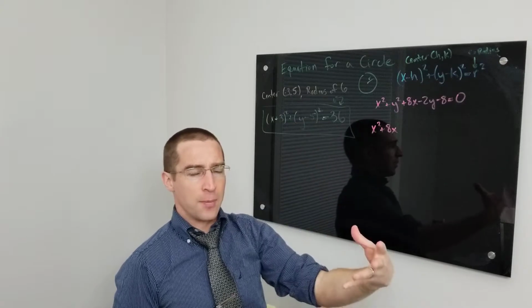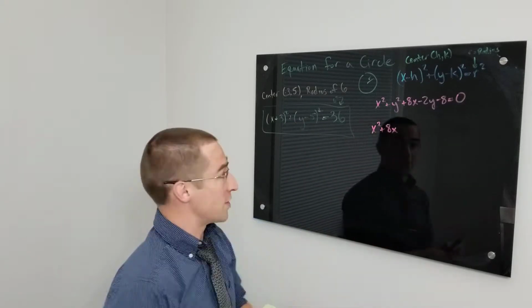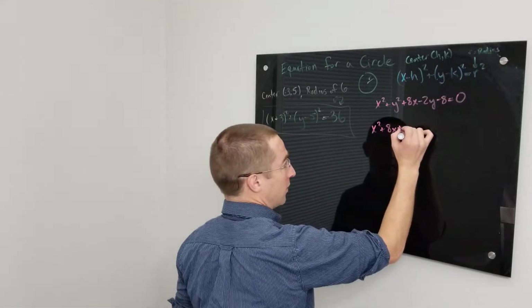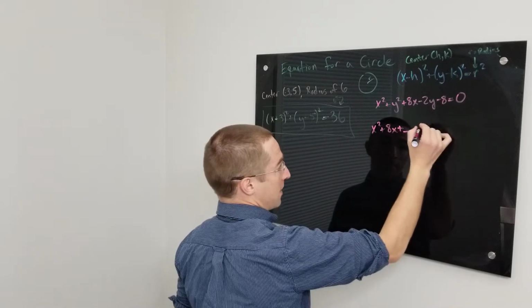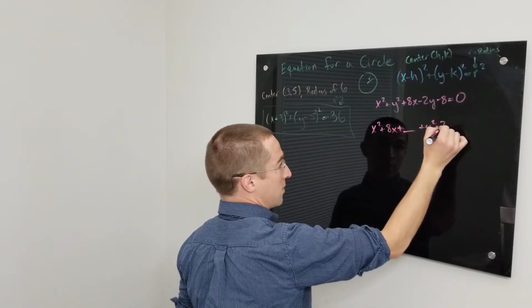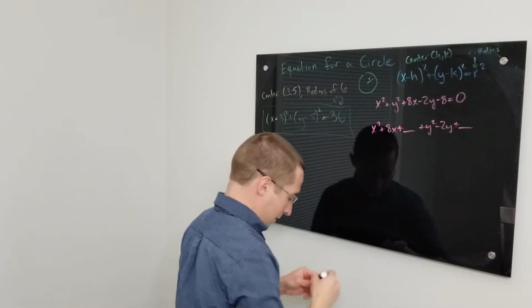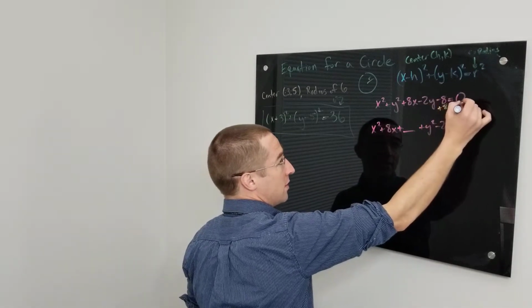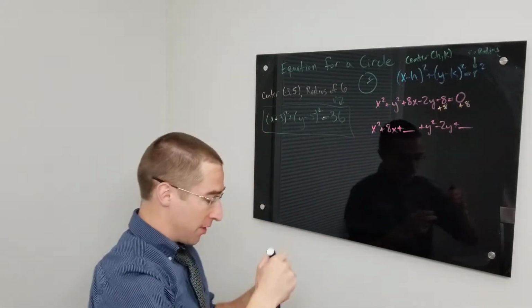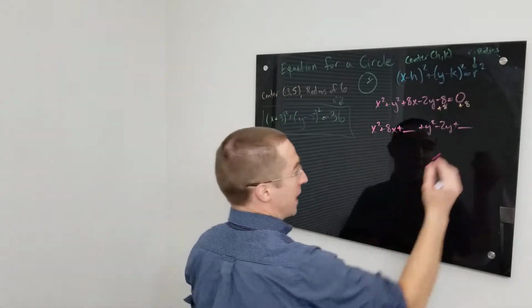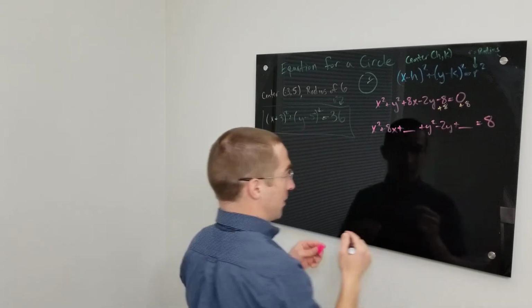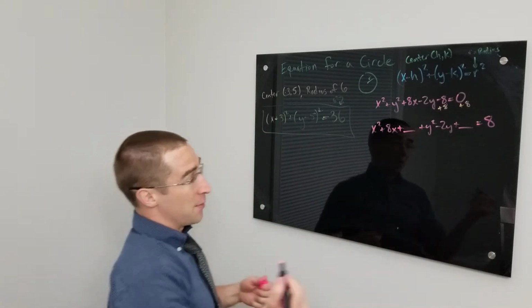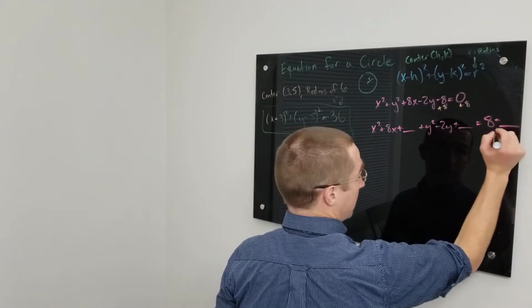So I'm going to set up what we would want for completing the square. I'm going to say plus blank. And then I'm going to say plus y squared minus 2y plus blank. I'm going to add 8 to each side to get that regular number on the other side. So equals 8 here. And then I'm going to add a couple numbers, plus blank, plus blank.